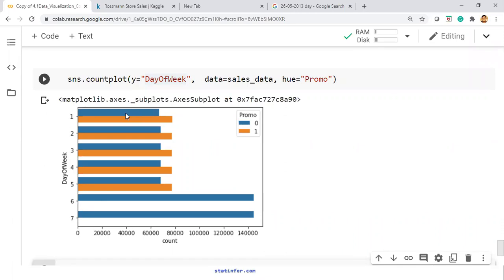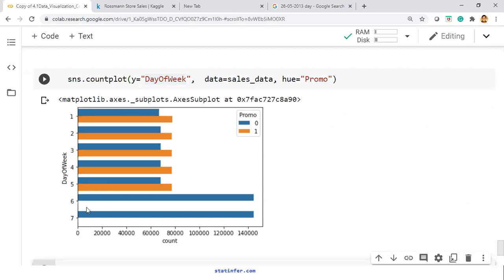Are you understanding? Now you understand the story. Saturday, there is no promotion. Sunday, no promotion, across the whole Rossmann sales. Let us not take the company name, if this video goes to them, they might sue us. But across the whole of this company, there was absolutely no promotion on Saturday.